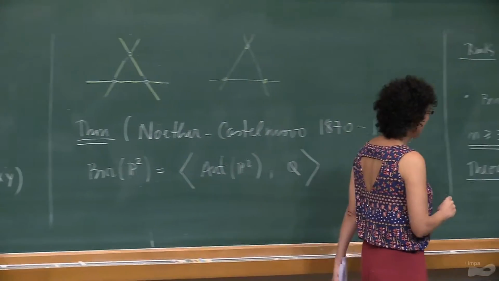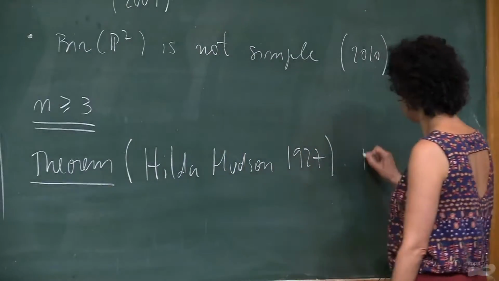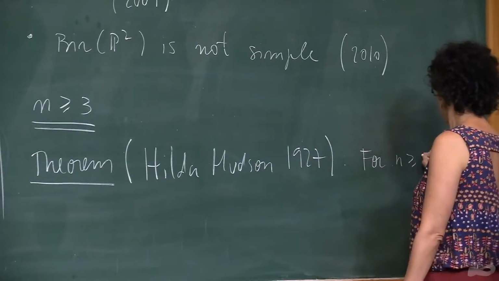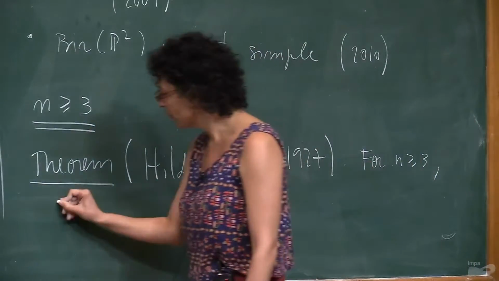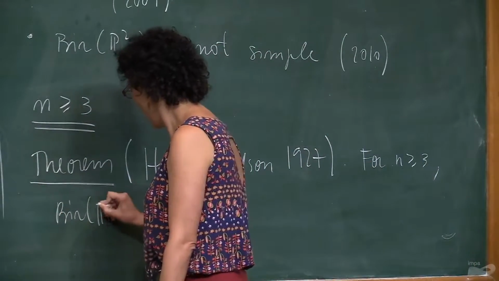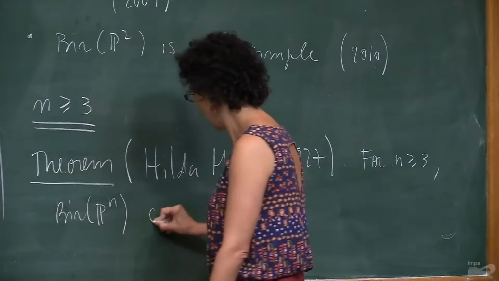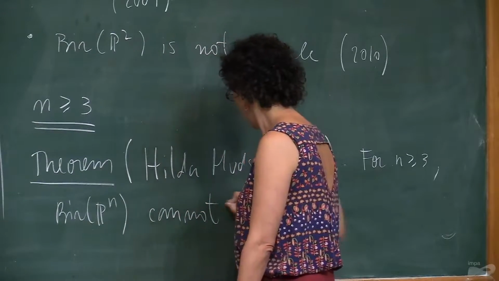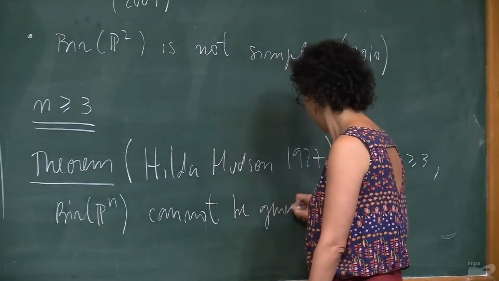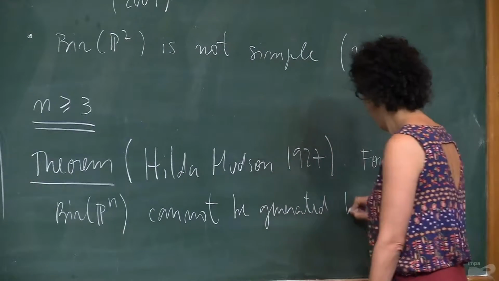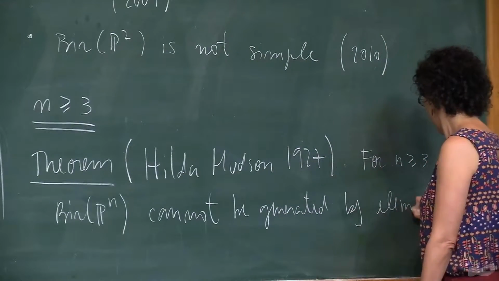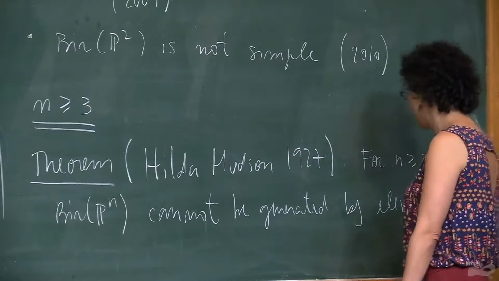So in higher dimensions, for n at least 3, the Cremona group in dimension n cannot be generated by elements of bounded degree.